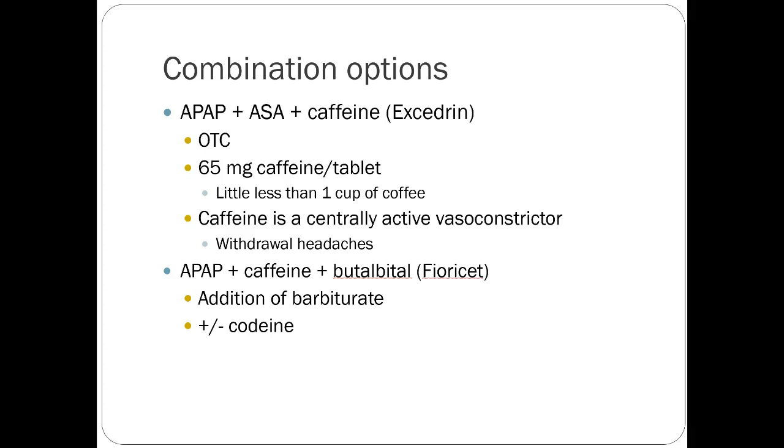There's another product called Fioricet, which is acetaminophen with caffeine, and a drug called butalbital, which is like a weak barbiturate. We haven't talked about barbiturates yet, but they're basically sedative drugs. There's also a formulation of Fioricet that has codeine in it too, so it's actually got a weak opioid, so you're kind of getting a weird cocktail of medication. The opioid is in place of the butalbital, so it's acetaminophen, caffeine, and codeine versus butalbital. But Fioricet by itself is a non-controlled substance, whereas with the codeine it becomes a controlled substance.